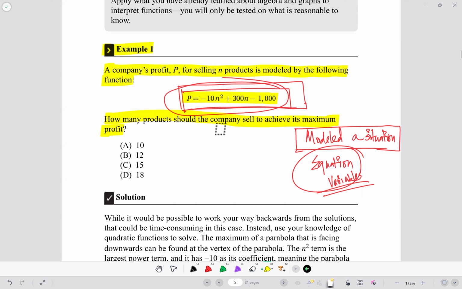So how can you solve it? The thing is that they're just asking how many products the company should sell to achieve the maximum profit.